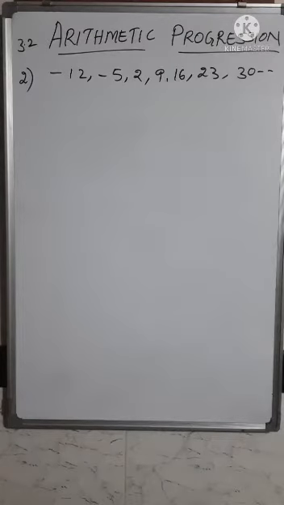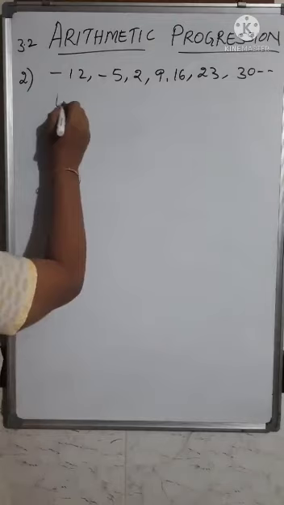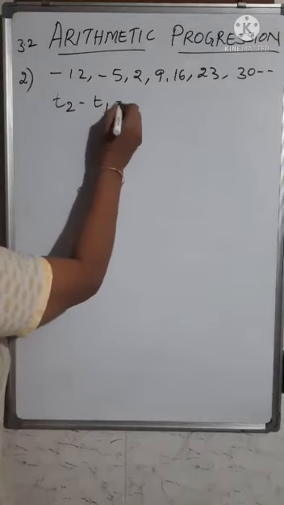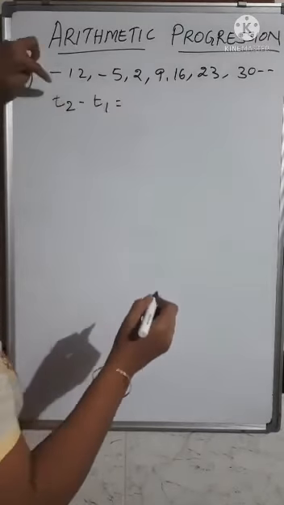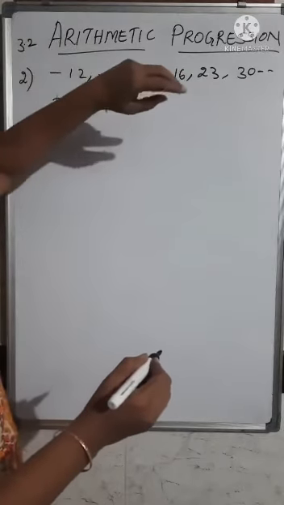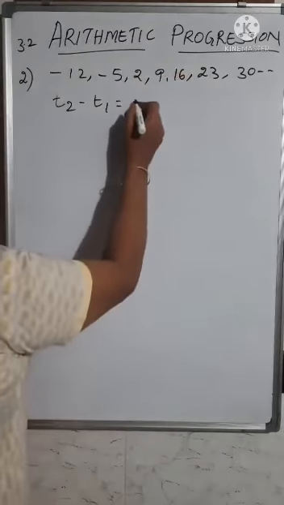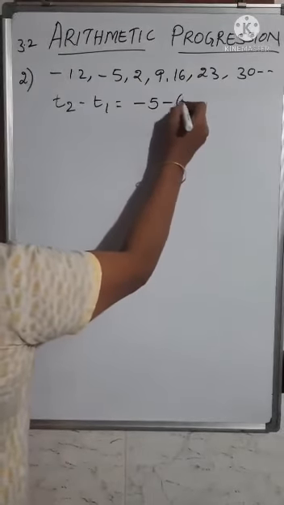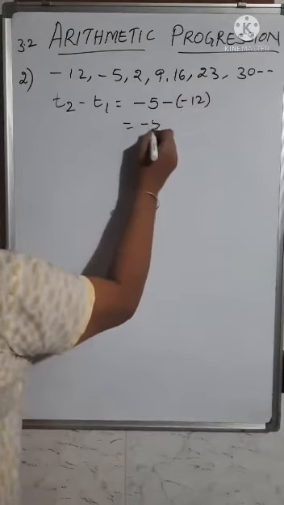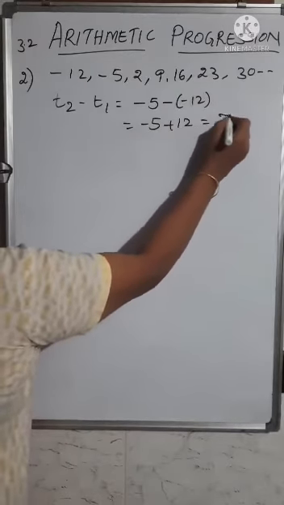So to find out whether the given sequence is an AP or not, you need to find out what is the common difference. You have already learned how to find the common difference. That is, you have to find the difference between the second and the first, third and the second, and so on. So we first find out T2 minus T1. T2 is the second term. If you want, you can write T1, T2, T3 and T4. So it is minus 5 minus of minus 12, which is minus 5 plus 12, which is equal to 7.